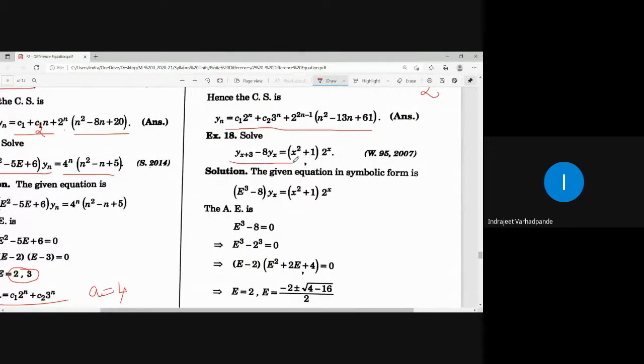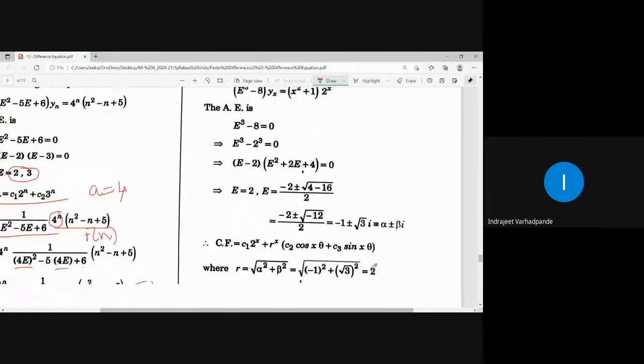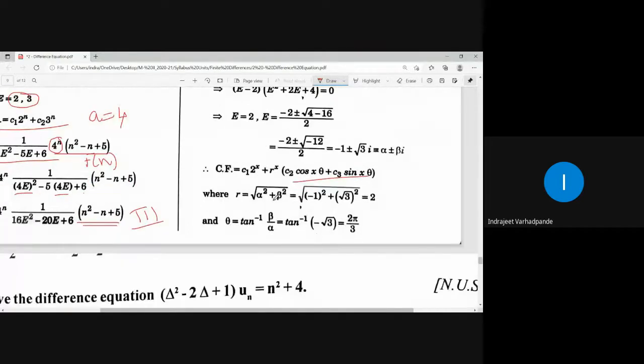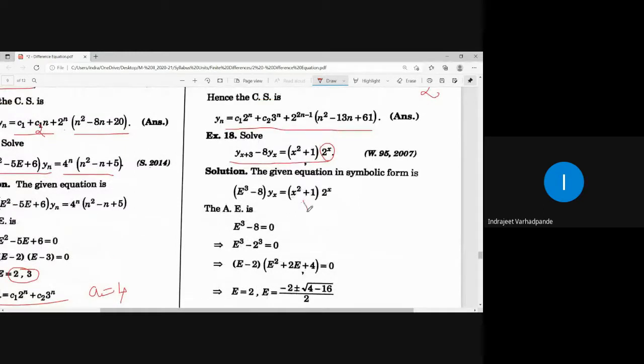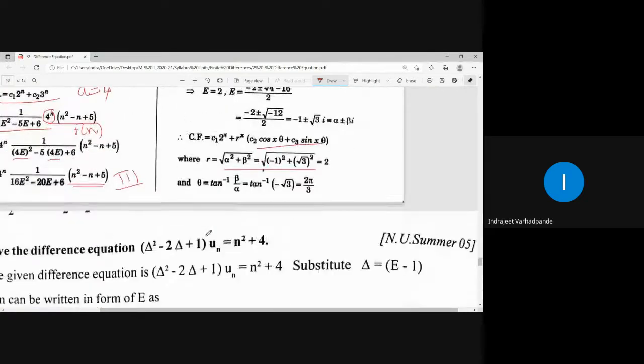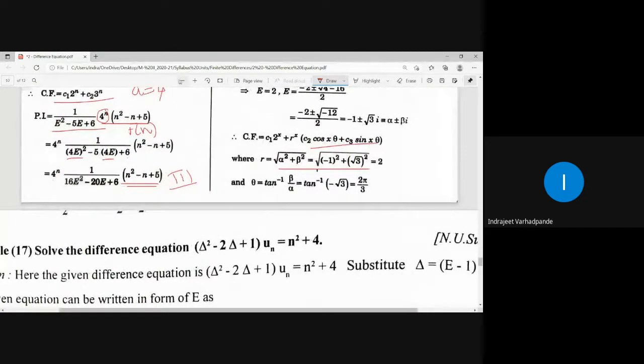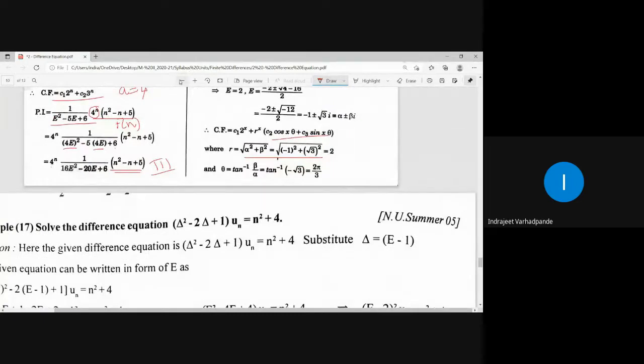It is y(x+3) minus 8y(x) to be operated on (x square plus 1) whole multiplied by 2x. I can compare this with a to the power x. Cubic roots से simplify, you get the complex roots. Alpha square plus beta square वो निकल जाएगा. Accordingly you simplify and get the answer. ठीक है, this is your CF. PI के लिए you have to convert this into the operator form and get the simplification. So that is how we try to generate or obtain one of the solutions related to that.